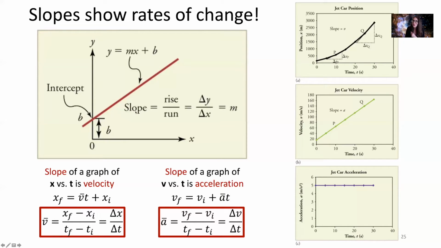So the slope, you might remember, is the rise over the run. It's your change in y-axis over the change along your x-axis. That gives you the slope. So the slope of a graph of velocity versus time, which is what we were just looking at, is the acceleration. And so we had, instead of y on this axis, we had v in our previous example.